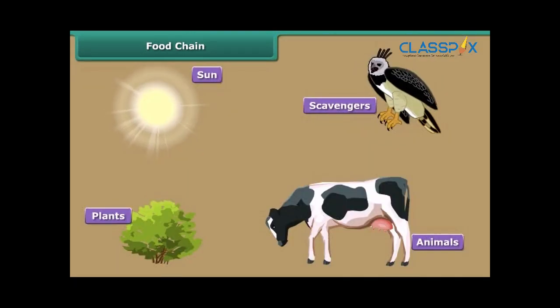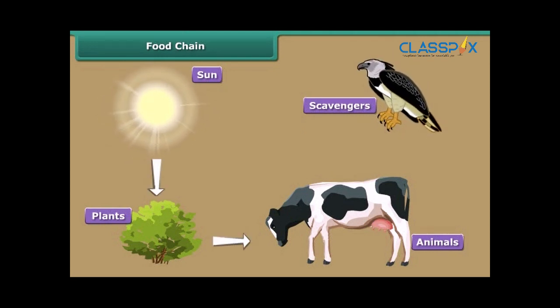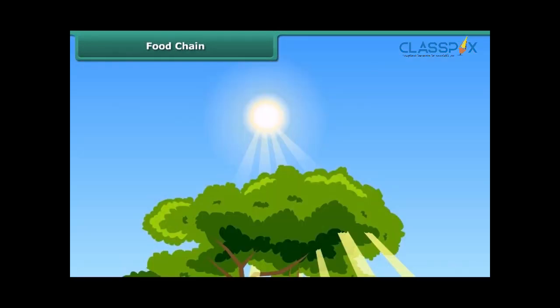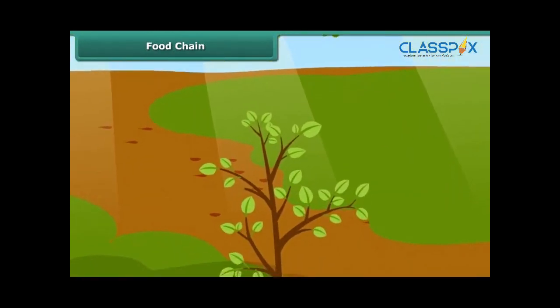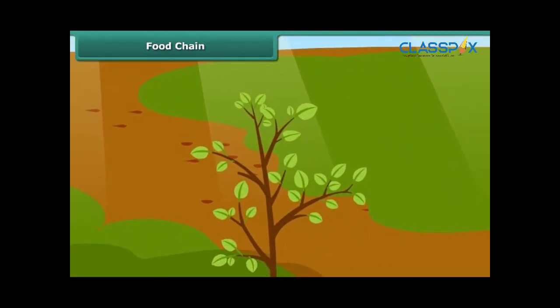The food chain is an arrangement in which energy passes from one organism to another. The main constituents of the food chain are the sun, the plants, the animals, and the scavengers. The sun is the principal source of energy. The plants are the producers as they manufacture their own food with the help of sunlight.